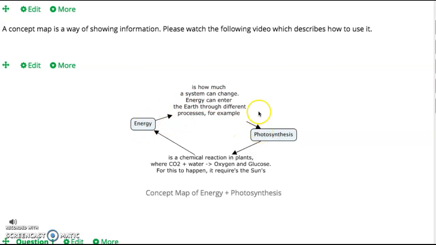Now, you could do that just by writing in your book, but this means you can also backtrack. So we could go: photosynthesis is a chemical reaction in plants where CO2 plus water equals oxygen and glucose. For this to happen, it requires the sun's energy, and we're back at the start. How this is useful is as we add more concepts, which you'll see later on, you get a lot more links, and your knowledge and understanding of these ideas becomes richer.